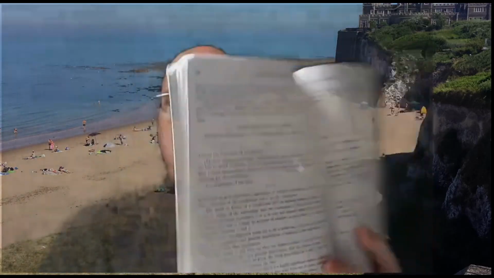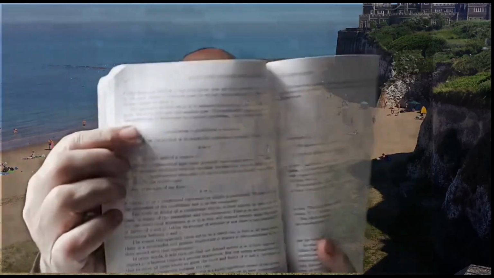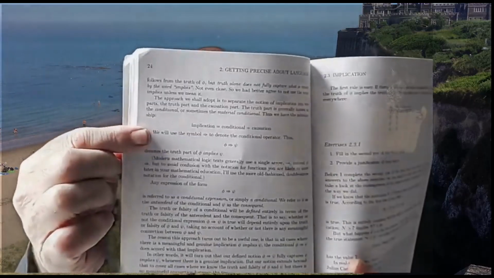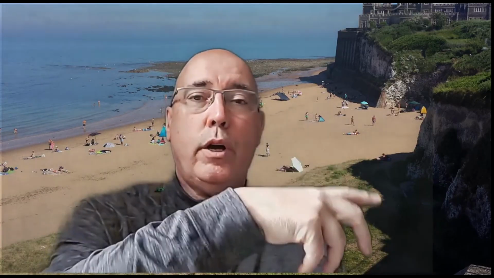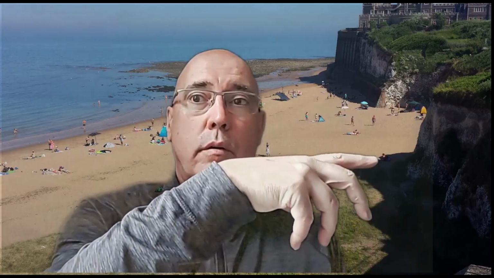And a real revelation to me is something that had never been pointed out before. You may be able to see it here. That implication is the conditional plus causation. Now that's explained more deeply in the book, but basically when we use the word implies, either in language or in maths, it often contains the idea that what we're working from, the antecedent, causes the result or the consequent.